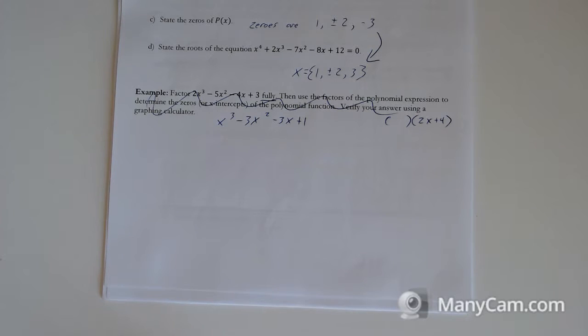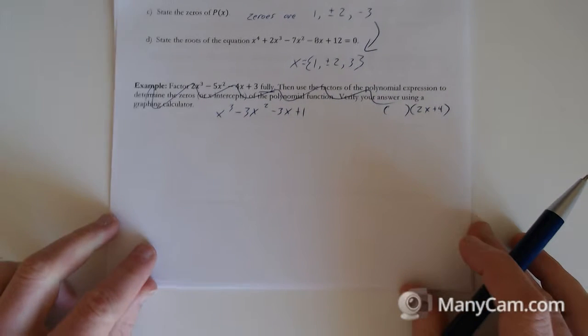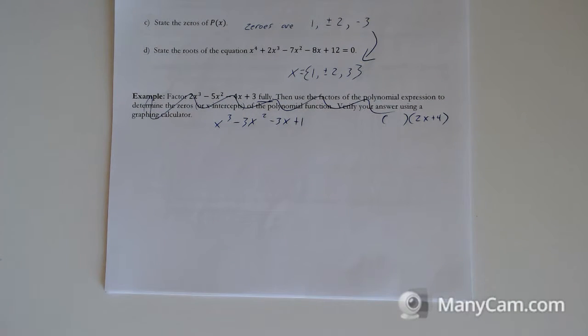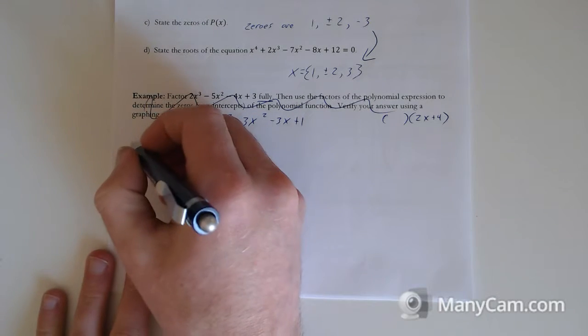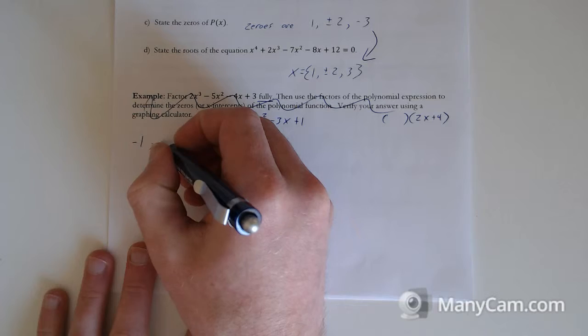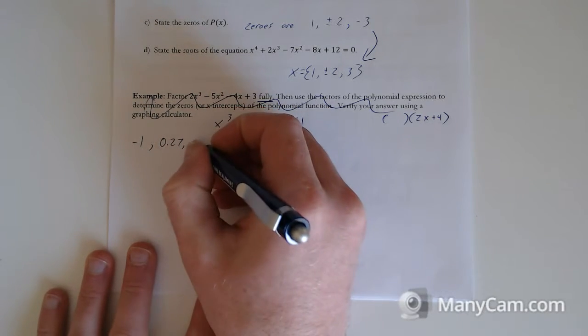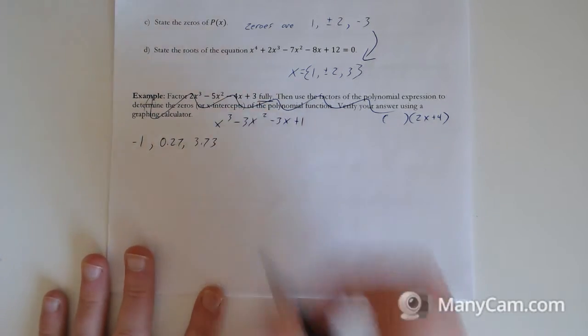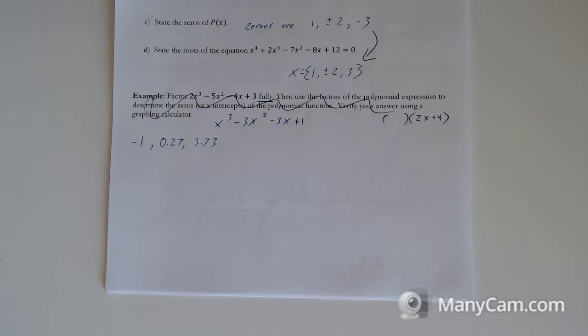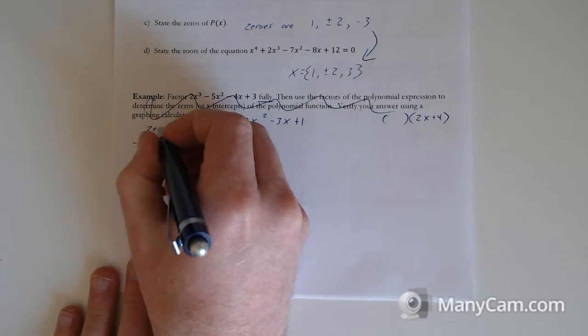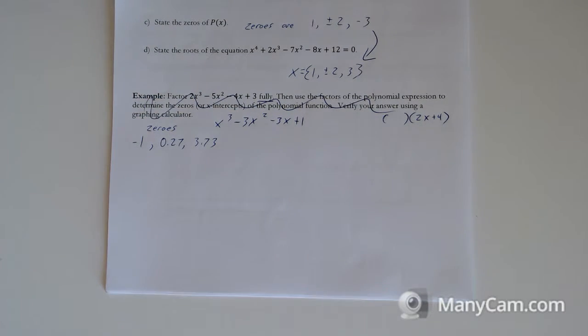So we want to find the zeros to the nearest hundredth using your graphing calculator. I think you guys are pretty good with this. You want to put this into your graphing calculator and solve for the zeros, same thing you did with your quadratics. You should find the answers are -1, 0.27, and 3.73. Make sure you actually try that one. It shouldn't be too hard, though. It's basically the exact same method as the quadratic that we did in quadratics.